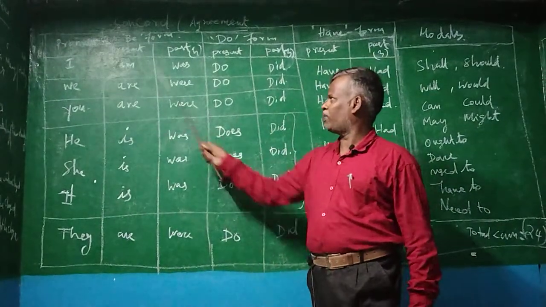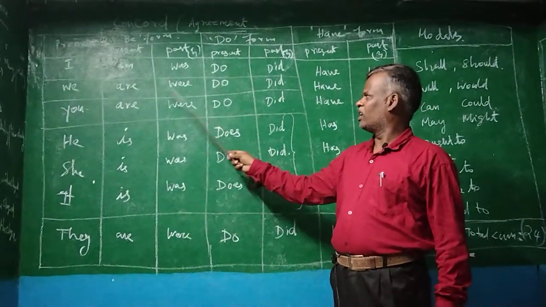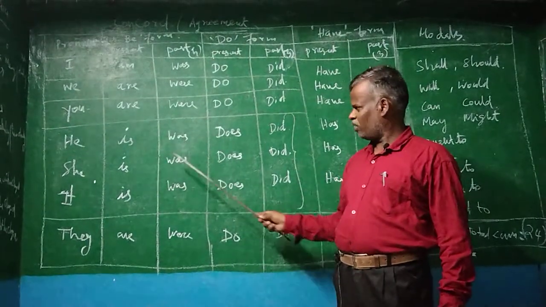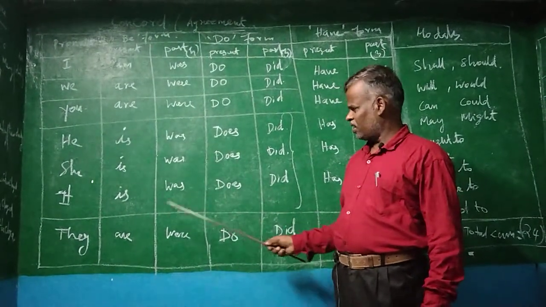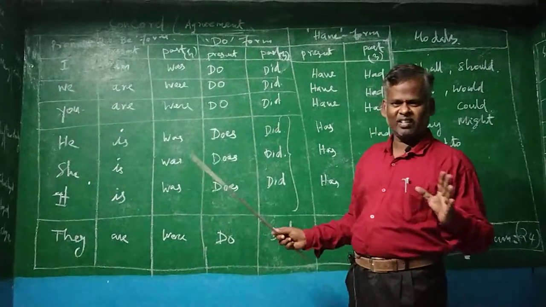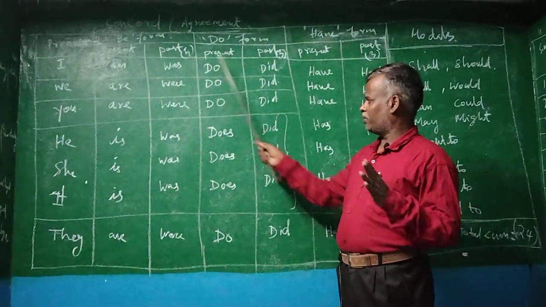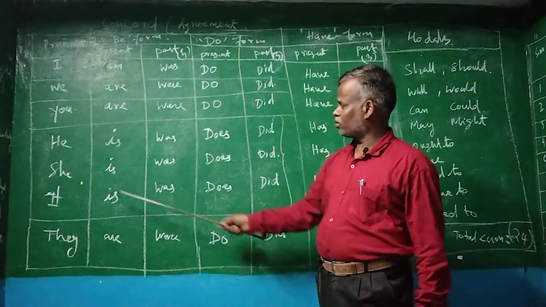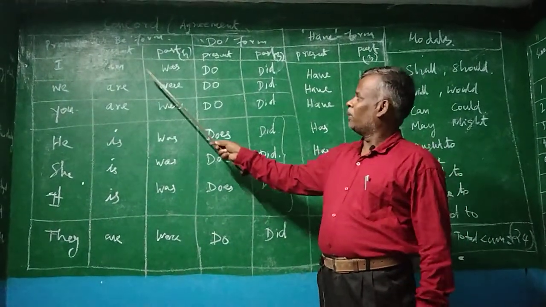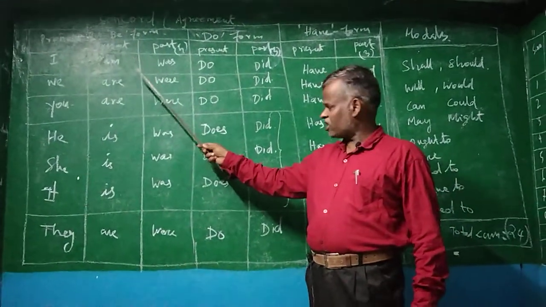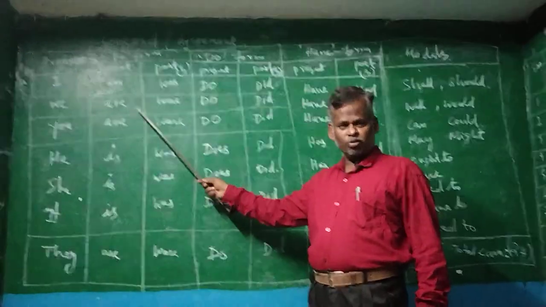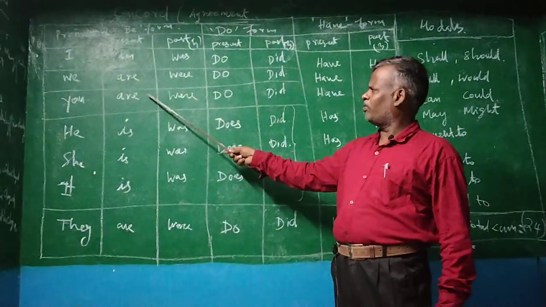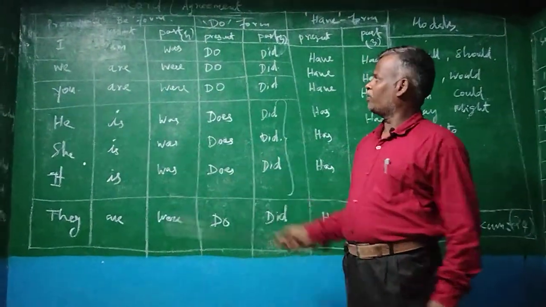What about past tense? I was, we were, you were, he was, she was, it was, they were. These are the be form verbs, present tense and past tense. Next, these are used in present continuous tense and past continuous tense, and in all the passive forms we have to use the be form verb.